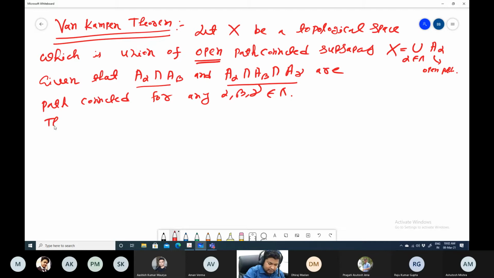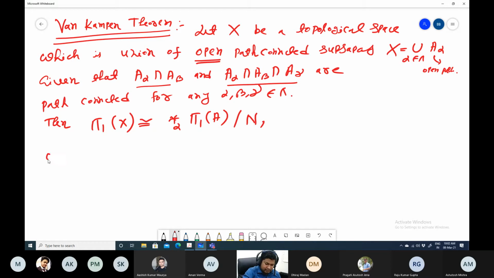Now then, pi1 of X. Now I am not writing that point, right? Because we do not know where that point will be. Because if we assume that all are non-empty, then we can choose that x0 from the common intersection. Okay, so that is isomorphic to the free product of pi1 of A_alpha quotient with N.